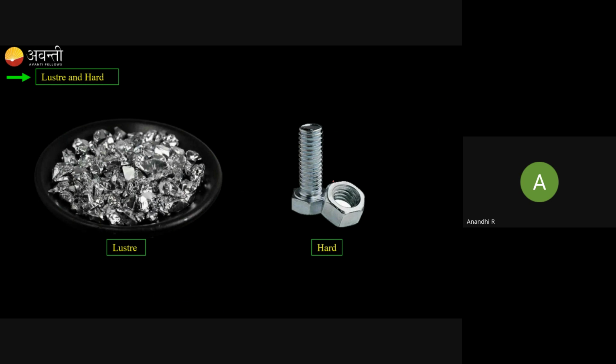Those are lustre and hardness. What is meant by lustre? Lustre means shiny appearance. All the transition metals have a shiny appearance, and they are very hard. The screws we use in our homes are very, very hard. Got it? They are good conductors of heat and electricity, they have a lustre appearance, and they are very hard. Now coming to the next point, they are ductile and malleable.